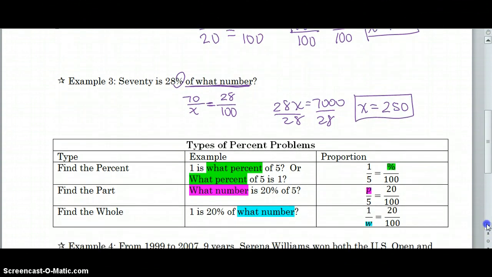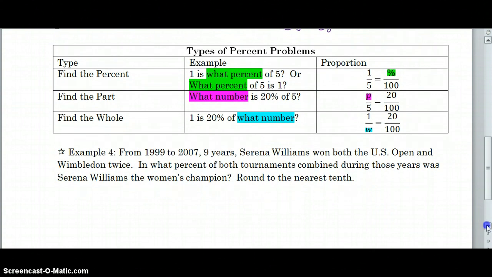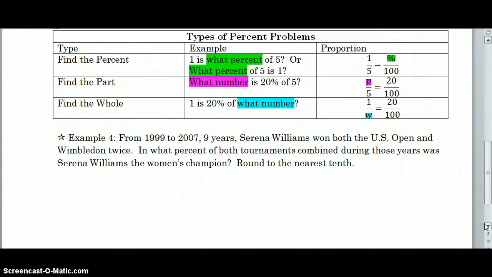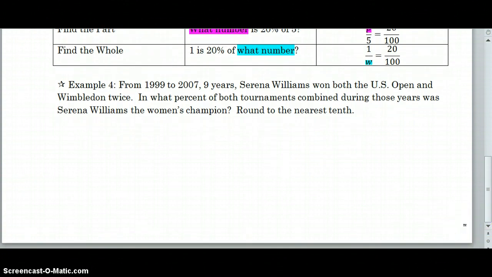All right, and here's a little chart to just kind of lay it all out for you as you read through a problem. It shows you exactly how to set it up. So you may want to keep this handy as we work through these problems in class. Find the percent. 1 is what percent of 5? When you don't know the percent, that's always your variable over 100. When you're finding the part, it's going to say what number is a percent of the whole. So what number is 20% of 5? So we're looking for the part. Find the whole, it's going to say 1 is, and it'll give you the percent that always goes over 100, of what number? So of what whole? So there's a little chart to help make it easier, although when you encounter these problems, there's not going to be a chart laid out for you, so you have to learn how to think through these problems.